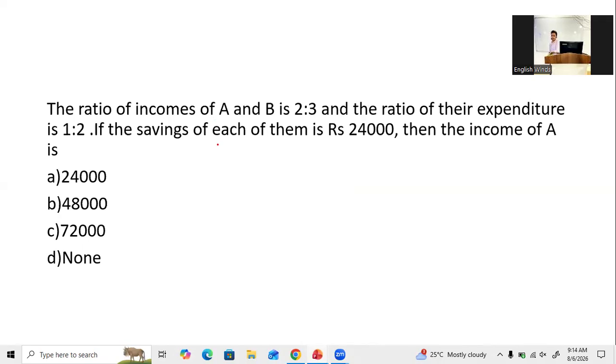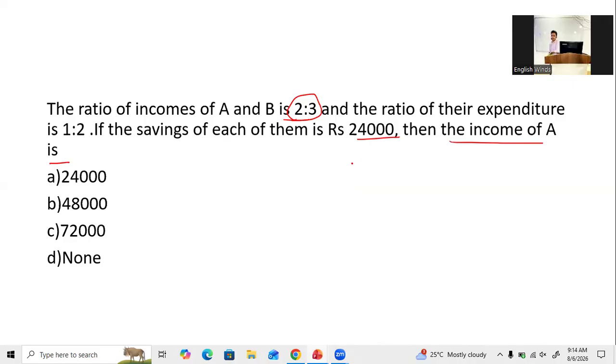The next question: the ratio of incomes of A and B is given as 2:3, and the ratio of their expenditure is 1:2. If the savings of each of them is 24,000, then the income of A is what?